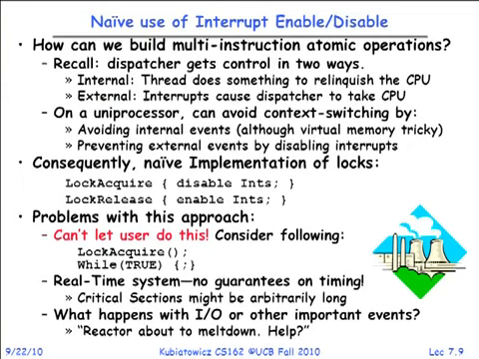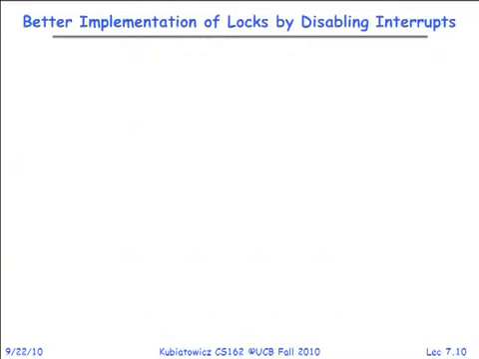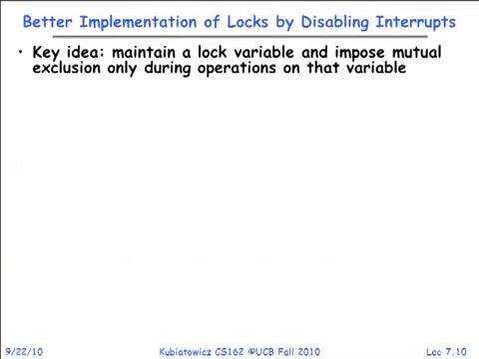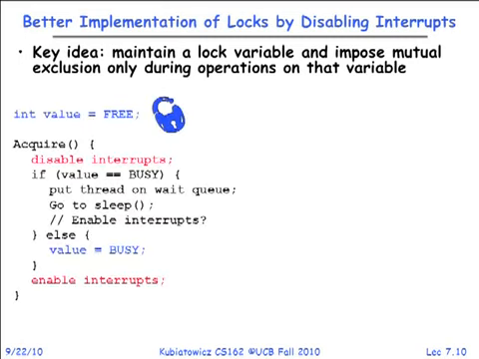Good. So let's do a better implementation. The key idea here is we're going to maintain a lock variable in memory, and we're only going to use interrupts to maintain mutual exclusion on the lock variable. The lock itself is just going to be an integer, or actually a bit is all it really needs to be in memory, which we're going to initially set as free.